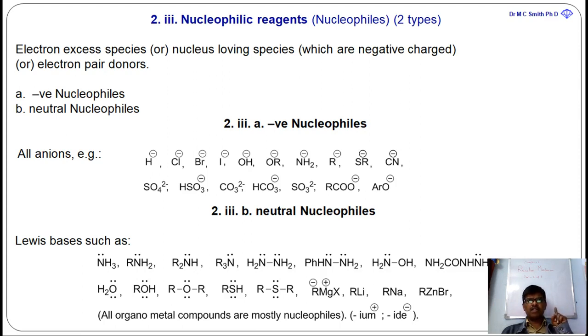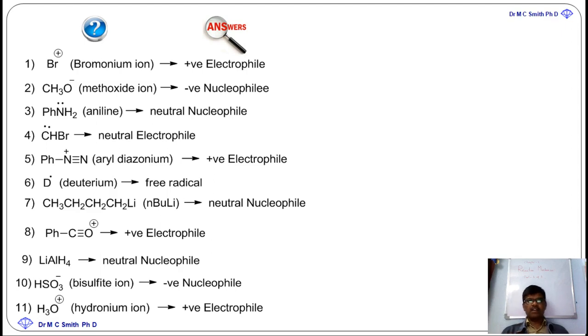All positively charged ions are known as electrophiles, negatively charged ions are known as nucleophiles, and Lewis acids are electrophiles, Lewis bases are nucleophiles. Very good. Let us see some examples. Bromonium ion, positive charge, electrophile. Negative charge, nucleophile. Lone pair of electrons is present, so neutral nucleophile.